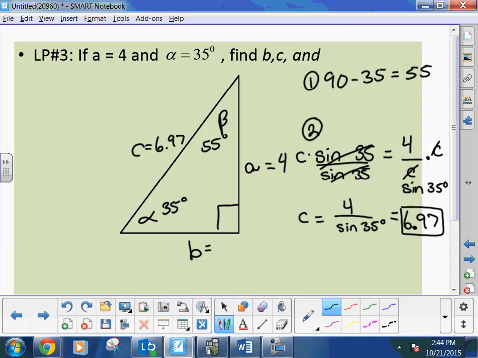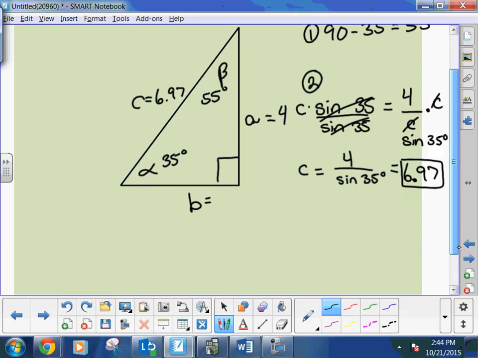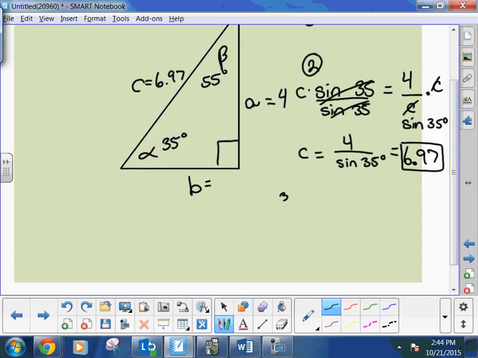For this next one, the next trig function that I'll use, I'll stick with that 35 degrees. You don't need to. You could actually do any other one. But if I use this 35 again, the same angle, probably the easiest one to use is tangent, because I'm going to have opposite over adjacent. The adjacent is the unknown side.